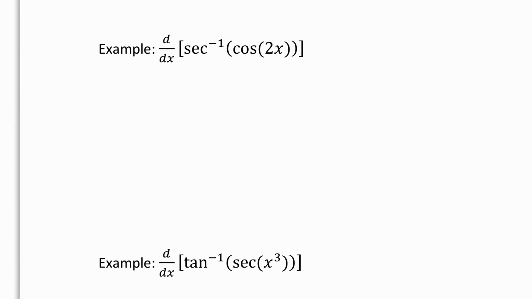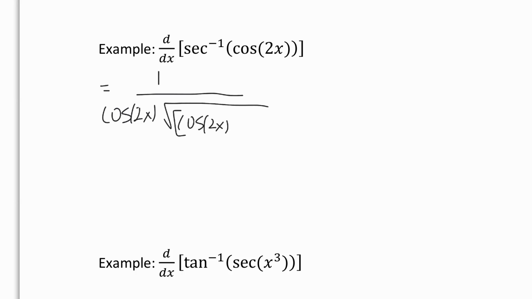Let's try this one: secant inverse of cos of 2x. There's more chain rule to be had here. We do 1 over... the derivative of secant inverse is going to be x square root x squared minus 1. But our x is not just an x. Our x is actually cos 2x. So it's cos 2x, square root of cos 2x squared minus 1, times the derivative of cos, which is negative sine 2x, and then times a final 2.